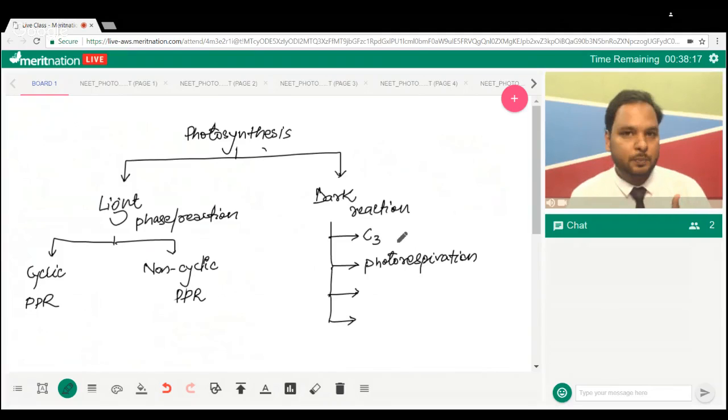That Rubisco is a double agent, if you can see. Exactly. It works for both carbon dioxide as well as for oxygen. And when it fixes carbon dioxide, it is the C3 cycle. But when it fixes oxygen, it becomes photorespiration.